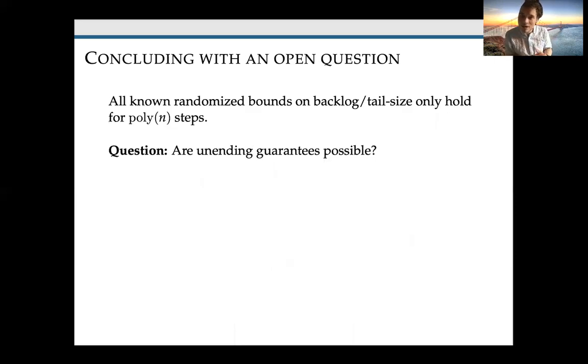Okay, so I want to conclude the talk with an open question. This question is based around an insight, which is that all of the known randomized algorithms for bounding either backlog or tail size have the property that their bounds only hold for a polynomial number of steps. And so a natural question is, is it possible to get sublogarithmic bounds for an unending guarantee? That is a guarantee that for a game of arbitrary length, at any given step, you have a high probability guarantee that you have sublogarithmic backlog and sublinear tail size.